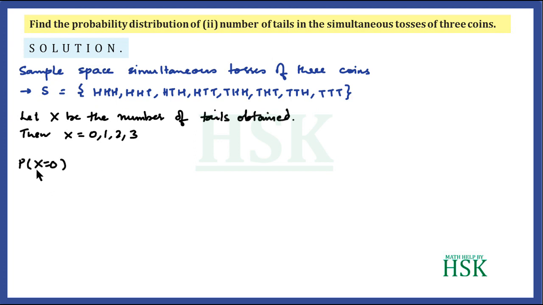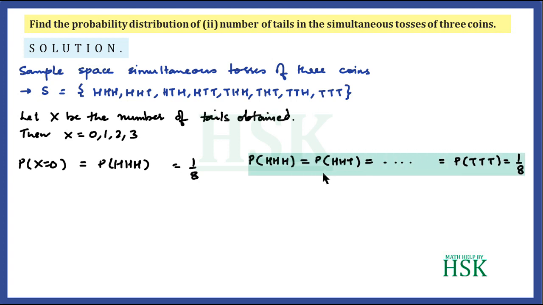So the probability when x is equal to 0, that is, the probability when none of the times a tail is obtained, would be equal to the probability that all the 3 times head is obtained, and this would be equal to 1 by 8. It is quite obvious because it is only one favorable outcome upon the total number of outcomes. It should be noted that the probability of each outcome would be equal to 1 by 8. The probability of head head tail would be equal to 1 by 8, and the probability of head tail head would also be equal to 1 by 8, because here we have only one outcome which is favorable to us, and the total number of outcomes is 8.